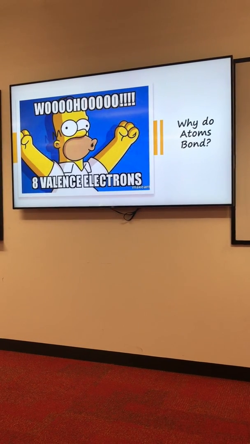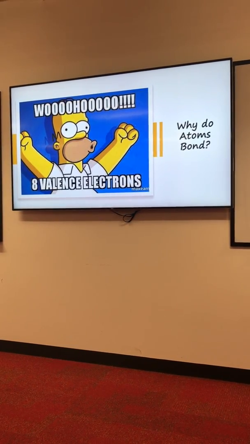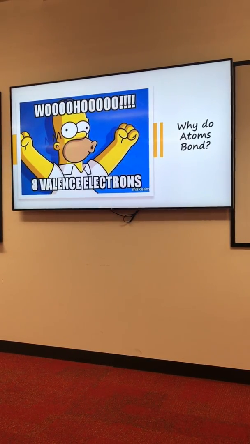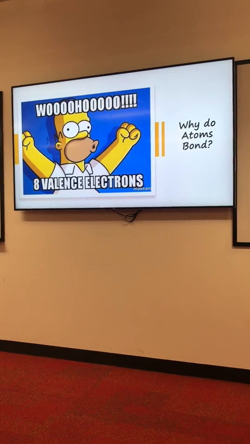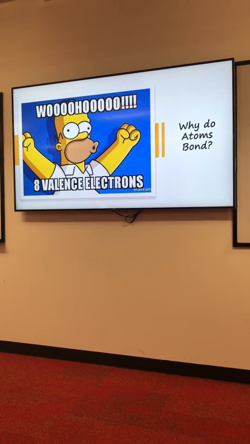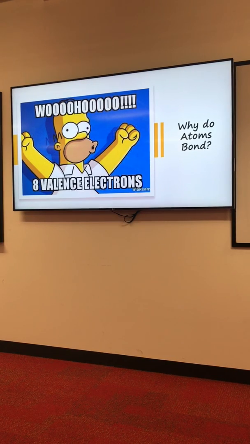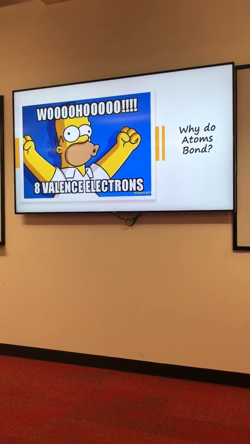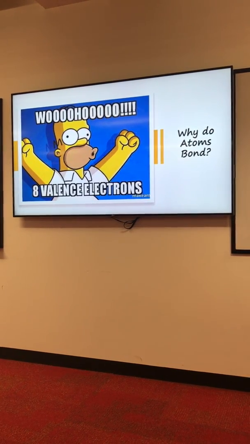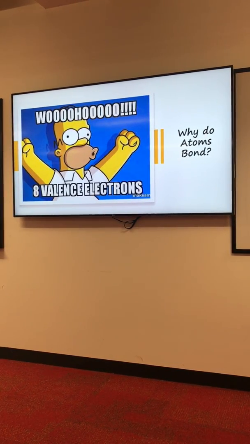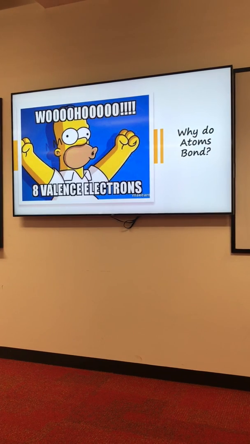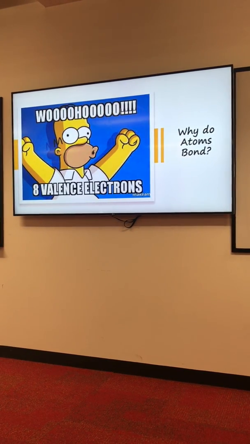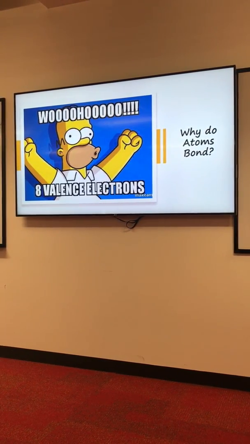Obviously, helium. How many electrons in helium's outer shell? 2. But it's already full. What type of chemical is helium? What group is it in? Noble gases. It's a noble gas, so they are already full and very stable. Obviously, hydrogen has 2 as a full outer shell rather than 8, but all the rest of our chemicals that we worry about, it's 8 valence electrons or 8 outer electrons.